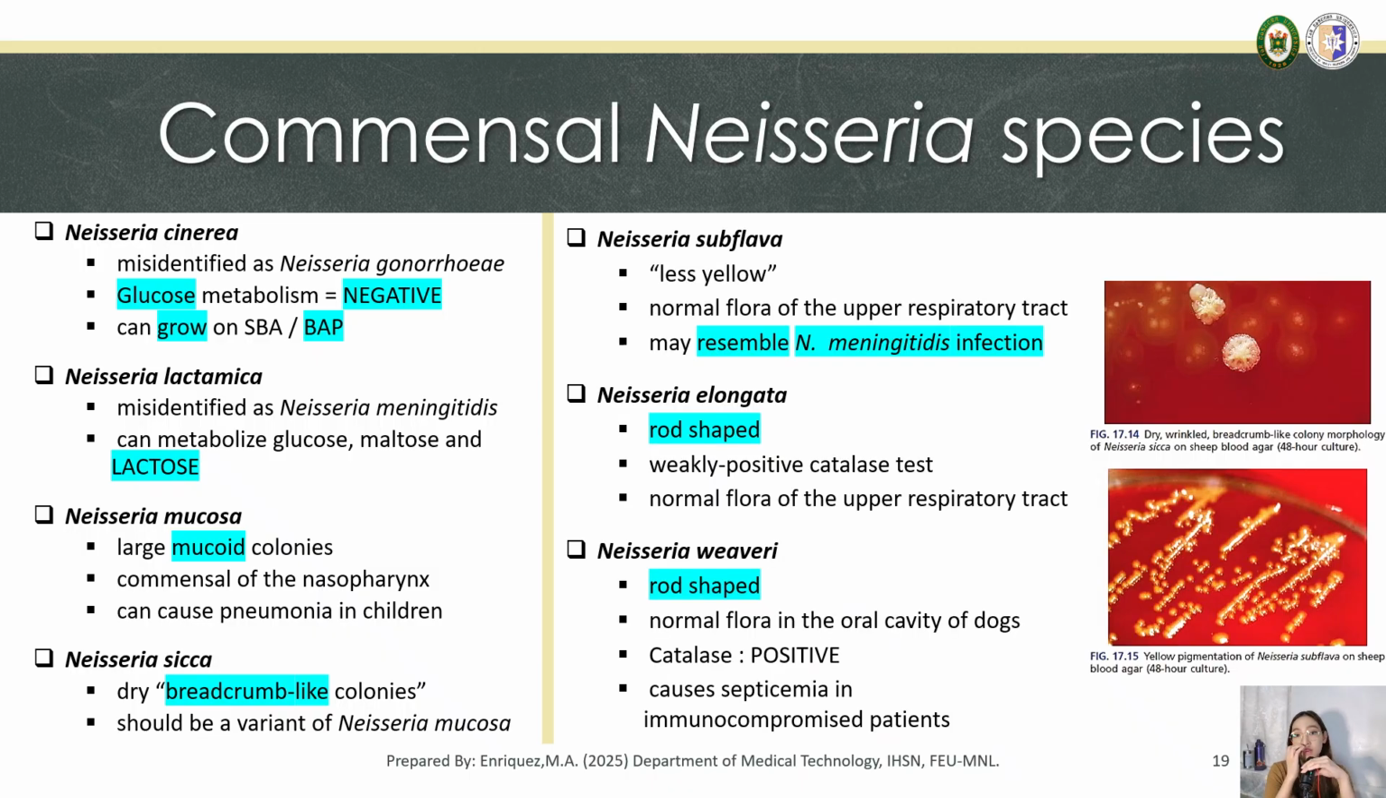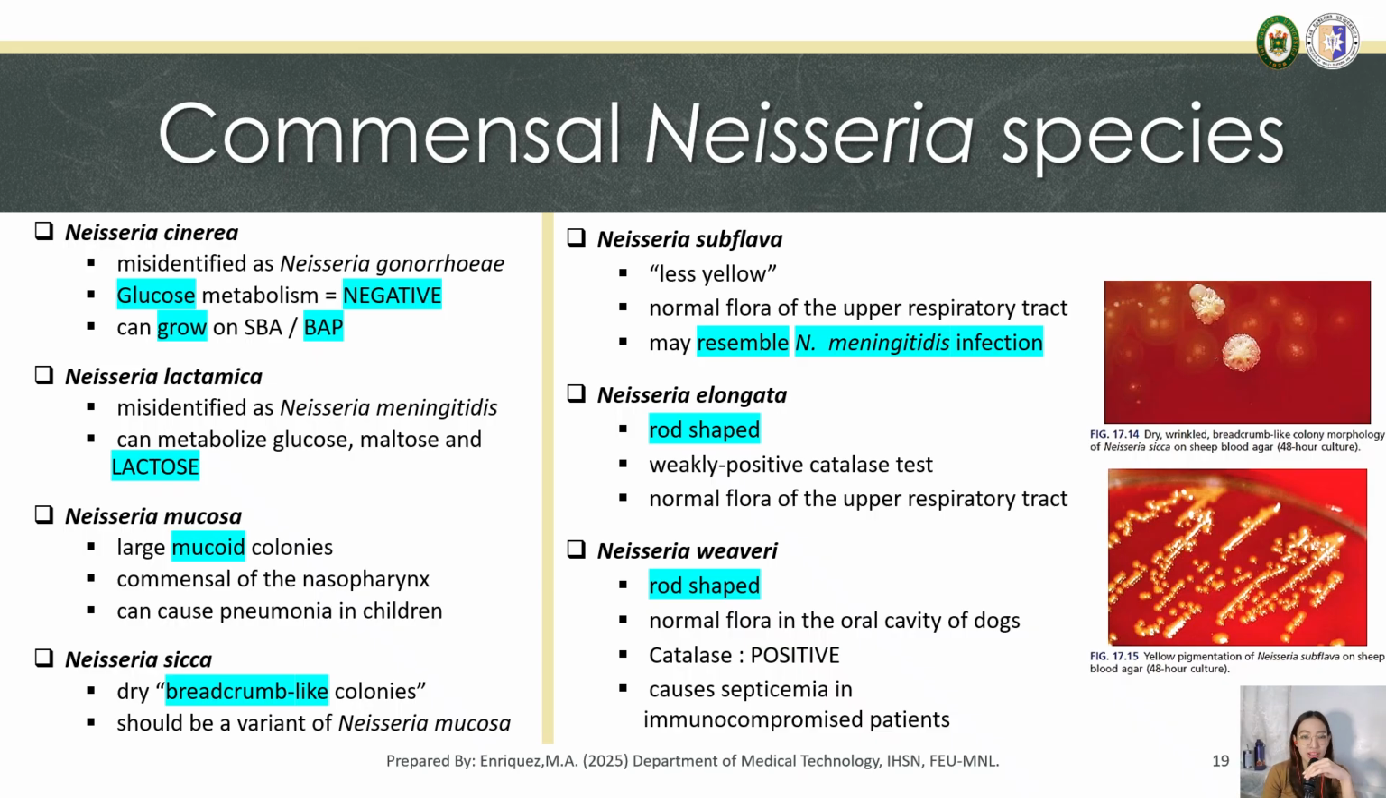Next is Neisseria subflava. So the species name for Neisseria subflava actually means less yellow. The organism is considered part of the upper respiratory microbiota. Although it is considered a non-pathogen, it has been reported to cause serious infections such as bacteremia, meningitis, and septicemia. Its clinical description may resemble a Neisseria meningitidis infection, including septic shock and petechial hemorrhage and purpura.